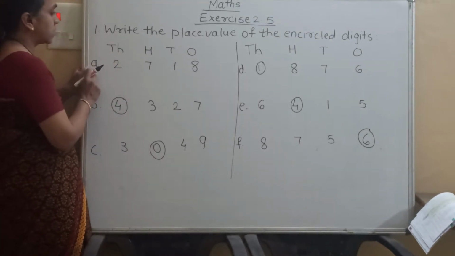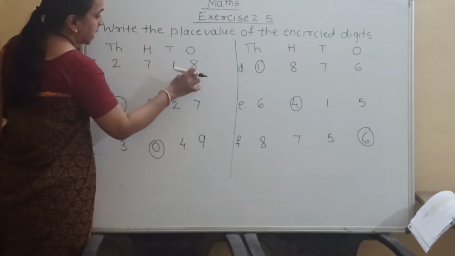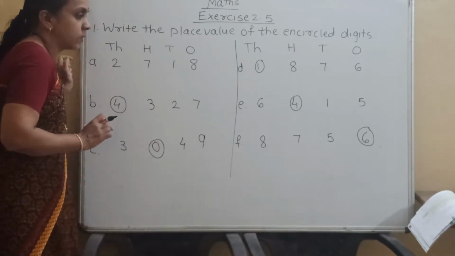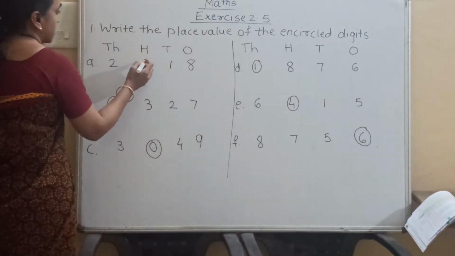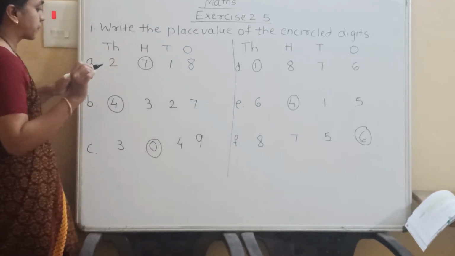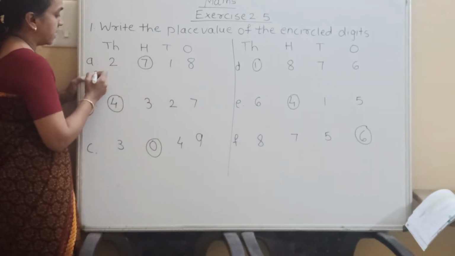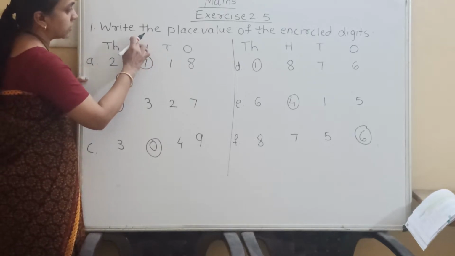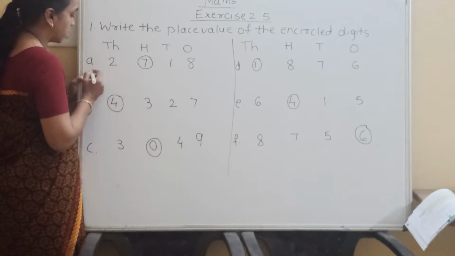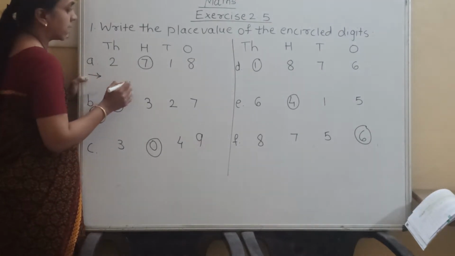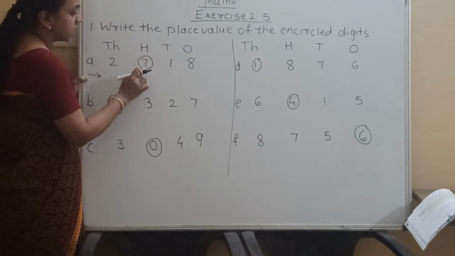So what is the first question? What is given? 2718. In this first question, the circle is on this 7. Okay, so you write it down in your notebook like this. And what do we have to find out? We have to find out the place value. So just draw an arrow like this. Find out the place value of this circled digit.